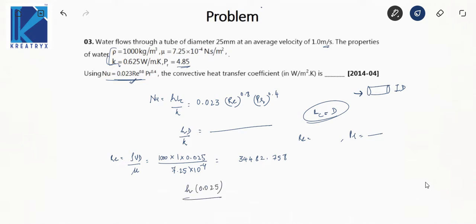h times 0.025 upon K, which is 0.625, is equal to 0.023 times Reynolds number 34482.758 raised to the power 0.8, times Prandtl number 4.85 raised to the power 0.4. Simple calculation, you get the answer as 4613.666 in watt per meter square Kelvin. We have got the answer in watt per meter square Kelvin.